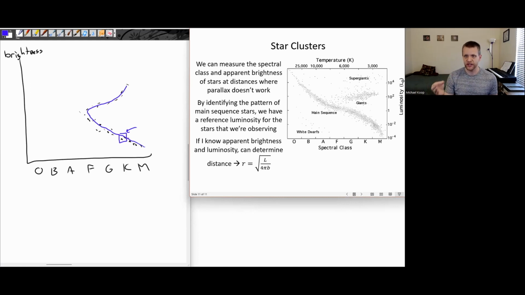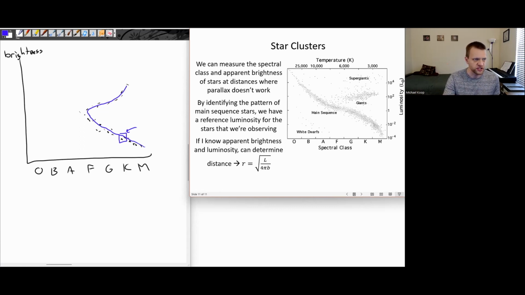So by using an entire star cluster, if we can look at a star cluster and identify that pattern of main sequence stars, we can use that to say, I know these are main sequence stars. I can look at the spectra of those stars and identify their spectral class. And if I know that it's a main sequence star and what the spectral class is, I can determine the luminosity from that. If I know luminosity and the apparent brightness, I can get the distance.